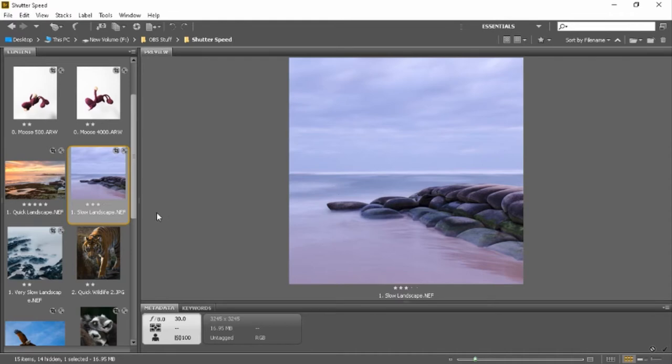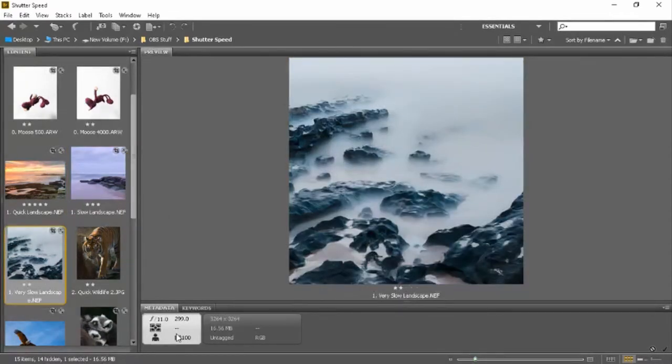Now, if we step this up a notch and go to 300 seconds instead, what we can see now is there is no texture whatsoever in that water. So the water's just become a complete blurry mist. The rocks are still sharp because the rocks haven't moved and my camera's on a tripod, so it hasn't moved either. But we're getting a very different effect.